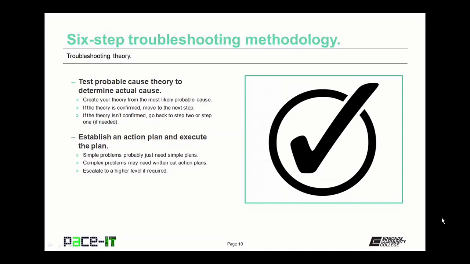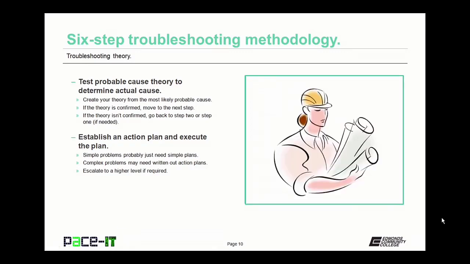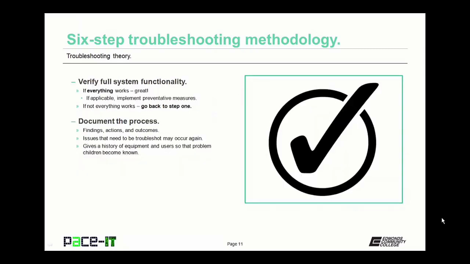Once you have determined the actual cause by testing your probable cause, then you need to establish an action plan and execute the plan. Simple problems will probably just need simple plans. But if it's a complex problem, then you may need to write out the plan so that you can be sure to execute it correctly. This is another spot where you can escalate the problem if need be.